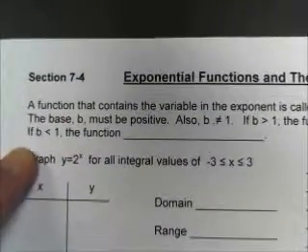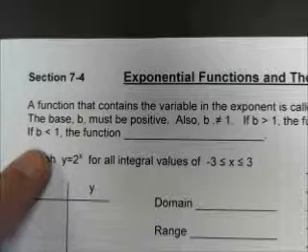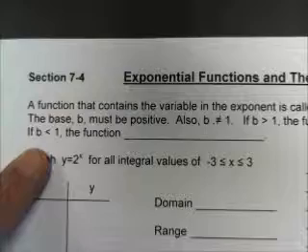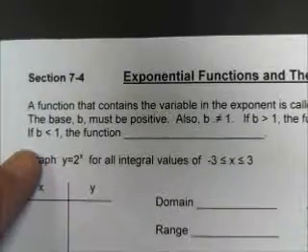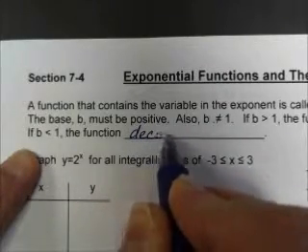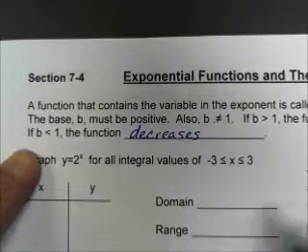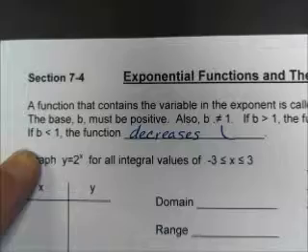If the b value is less than 1, now remember, it has to be a positive value, but being positive and also less than 1, that could be like a fraction of 1/2, 2/3, 1/4. So if b is less than 1, the function decreases. And the curve would be decreasing, going downward.